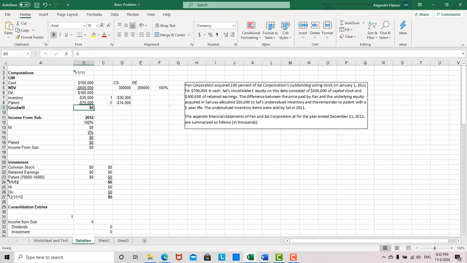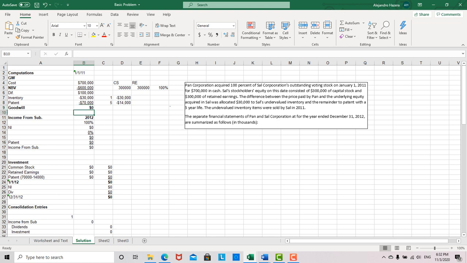So there's our goodwill calculation. We paid 700 for 600. Difference was 100. According to the text of the problem, 30,000 was allocated to inventory, that will be written off, or has been written off over 1 year. And the patent was allocated the remainder, which is 70,000, and that's over a 5-year life, so it's 14,000.